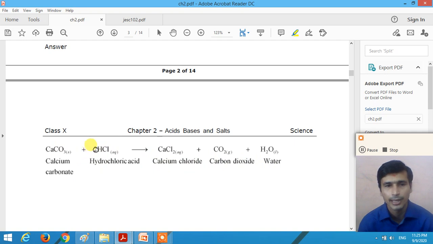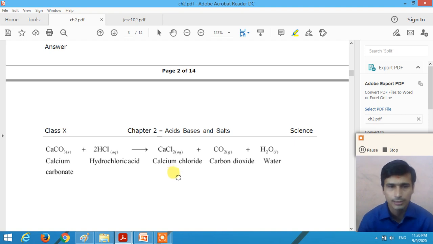We add 2 here because in H2O the hydrogen atom count is 2, so we add 2 here. Now balance this chemical equation. So calcium carbonate reacts with hydrochloric acid, we get calcium chloride, carbon dioxide and H2O, that is water, right? Balance this equation. We discussed the balancing of chemical equations in chapter number 1 also, right?